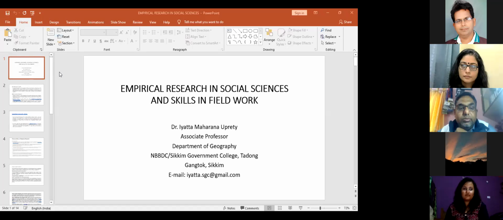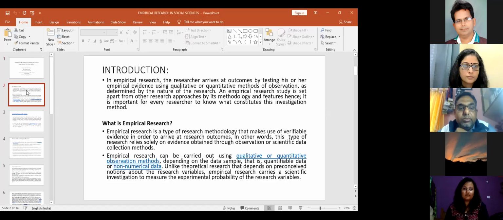As already mentioned, the topic will be empirical research in social sciences and skills in fieldwork. When we say empirical research, the researcher arrives at an outcome by testing his or her empirical evidence using qualitative or quantitative methods of observation, as determined by the nature of the research. An empirical research study is set apart from other research approaches by its methodology and features. Hence, it is important for every researcher to know what constitutes this investigation method.